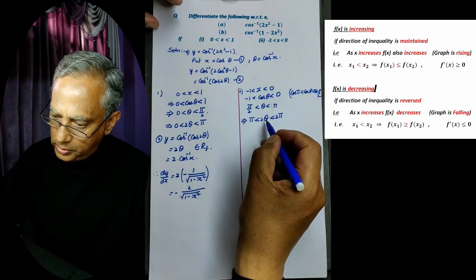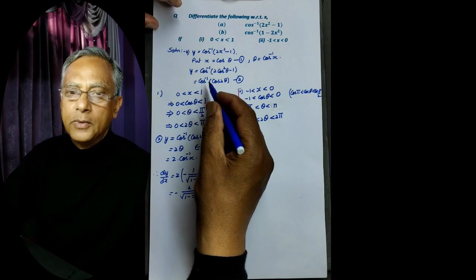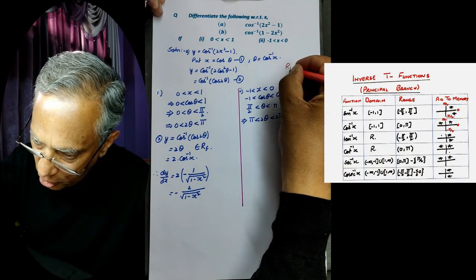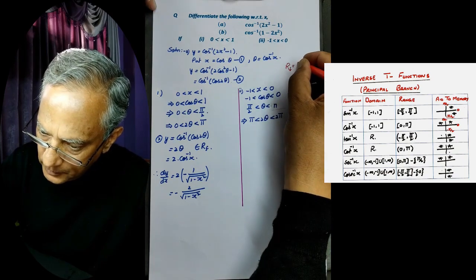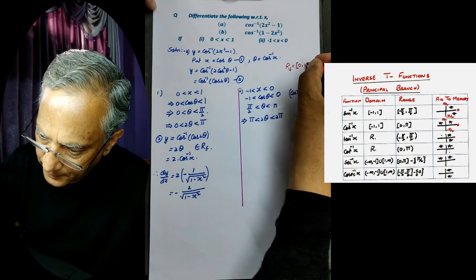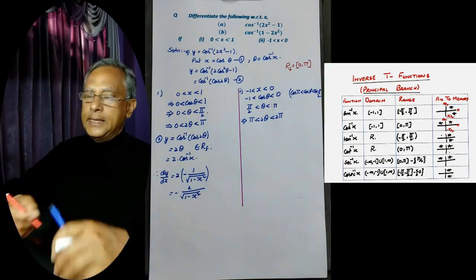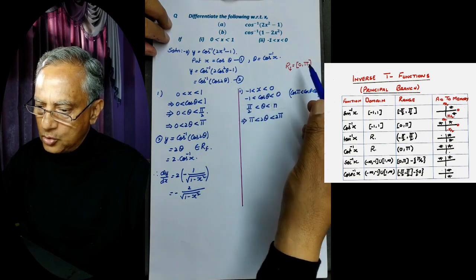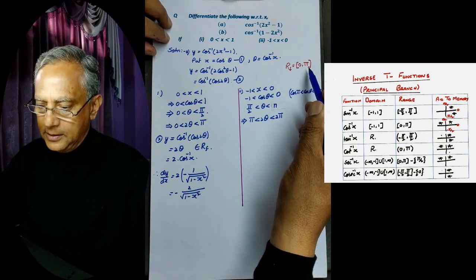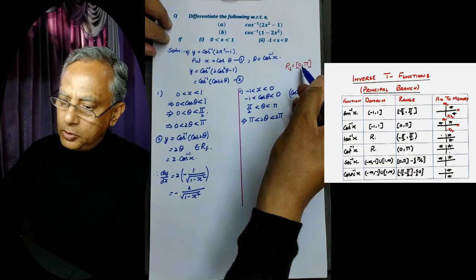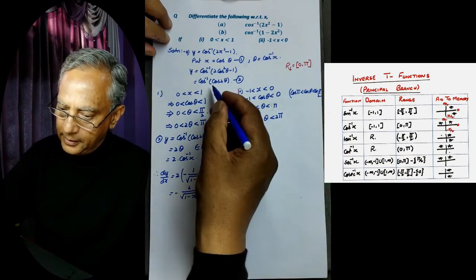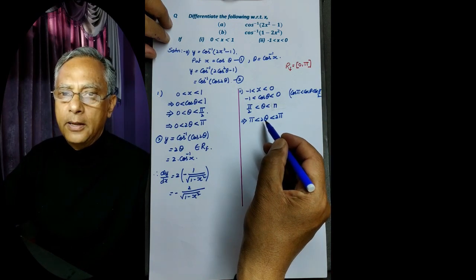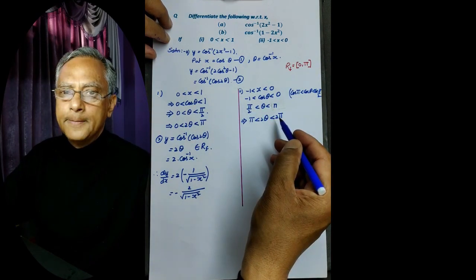Now this does not belong to the range of cos inverse x. The range of cos inverse x is 0 to pi. Therefore, it can take values only in this interval. But this does not belong to this interval. Therefore, cos inverse of cos 2 theta cannot be equal to 2 theta. The values must be within the range.